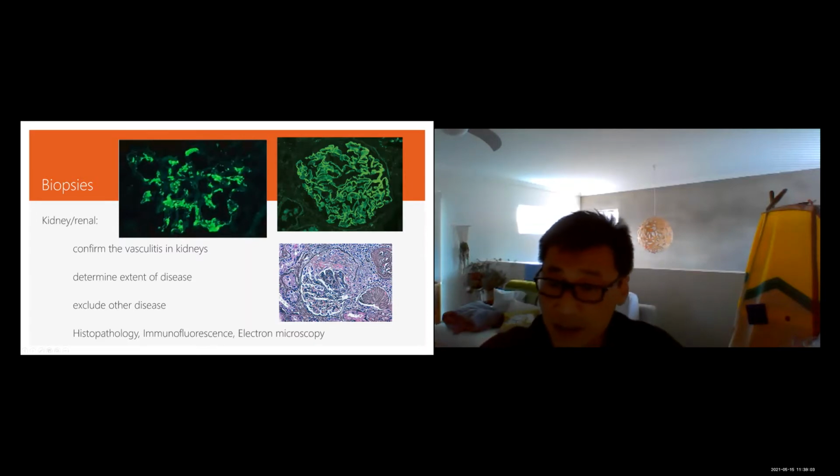This is a classic crescent, as Richard's alluded to, where there's infiltrates of inflammatory cells into the space for the filtration of the kidneys and damaging the filtering system. And sometimes I'll do electron microscopy as well.